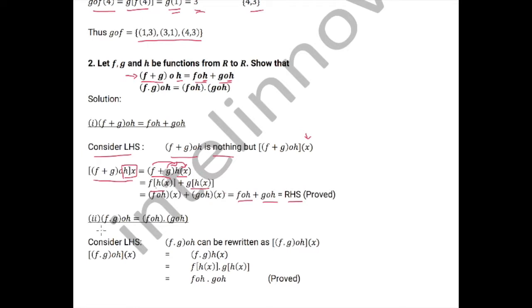Now second, (f dot g) o h equal to f o h dot g o h. That is, the product of two functions composed with a single function is equal to the individual functions composed with the third function separately and then multiplied. Consider the LHS. So (f dot g) o h can be rewritten as (f dot g) o h of x. So we can again write (f dot g) of h of x, or multiplying inside we get f of h of x dot g of h of x, which is again f o h dot g o h.